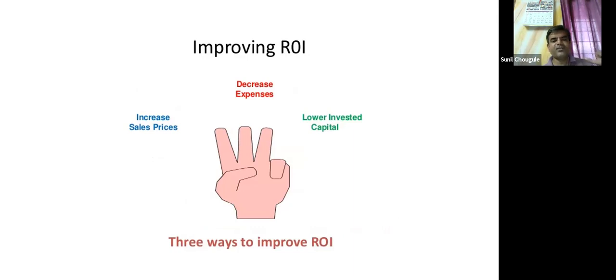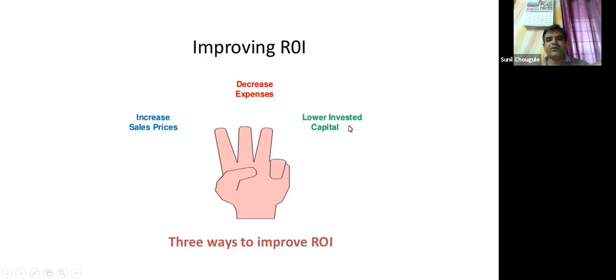Now, how to improve return on investment, ROI? A very simple 3-step procedure, or 3 ways, are given here. Increase sales prices, decrease expenses and lower invested capital. Fixed assets like land, building, furniture, they all are capital items. If fixed assets are increasing and sales is decreasing, in that condition, return on investment will be low. If expenses are more, investment in capital expenditures is higher and sale is less, the company definitely will go into loss. So to improve ROI: increase sales price, decrease expenses and lower invested capital.